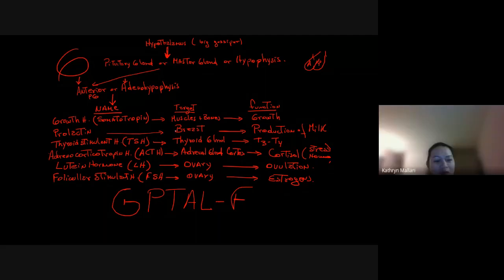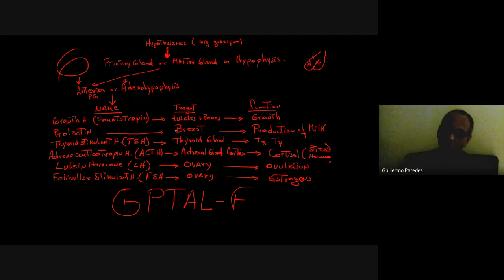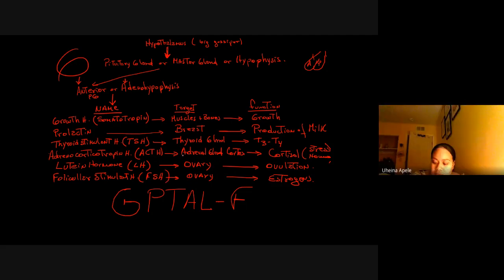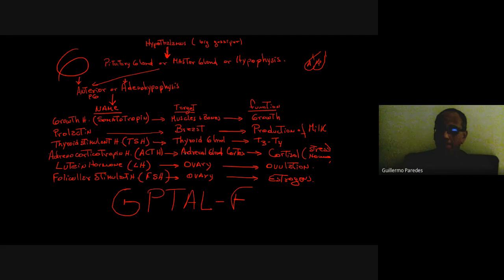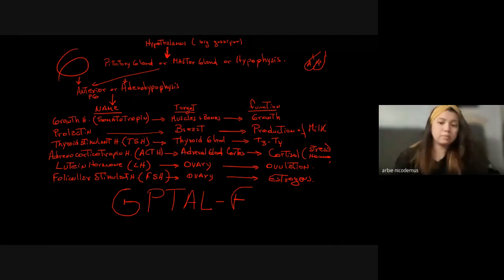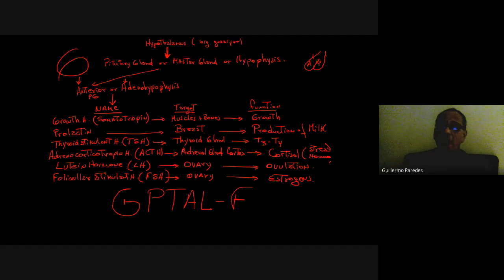Faster. Adrenocortical. Excellent. Okay. So ACTH. Then we have, give me the L, the luteinizing hormone or the LH. Give me the F, is going to be the FSH. We okay with that? Yes. Okay. So those are the 6 names of the hormones produced by the adenohypophysis or anterior pituitary gland. Those are the 6 names.